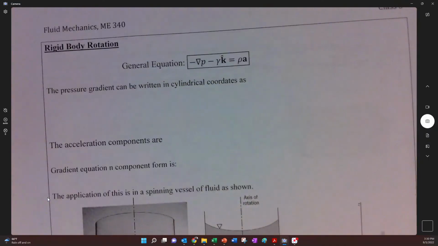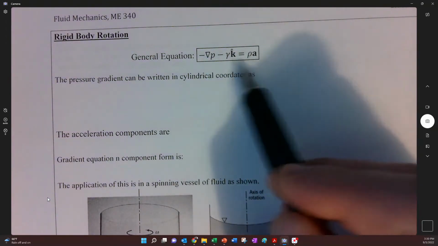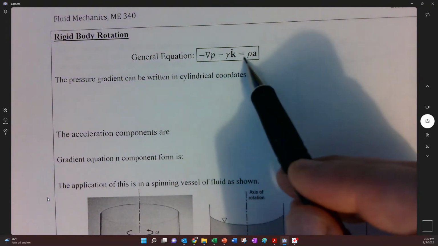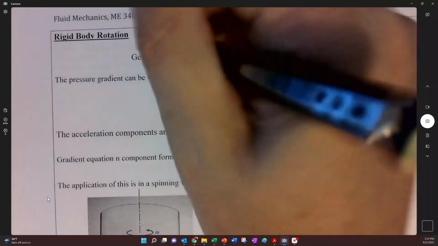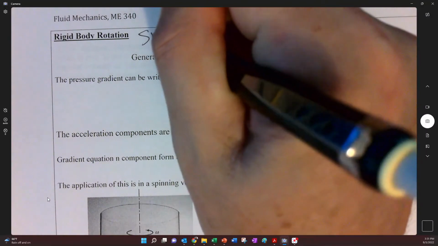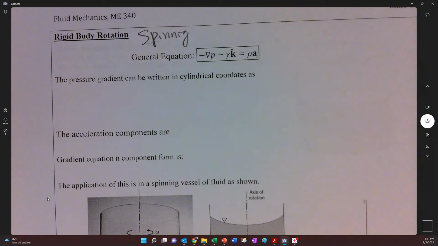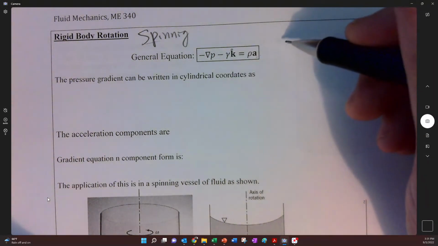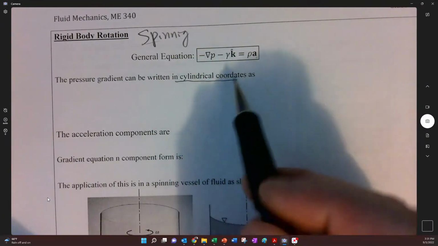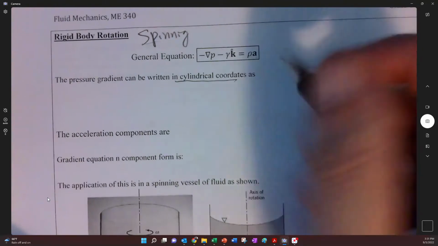So here's our general equation, where the pressure gradient is related to acceleration. Really, what we're talking about is a spinning body of liquid. First off, we need to change the coordinates to cylindrical coordinates. Cylindrical coordinates usually deal with something that looks like this.